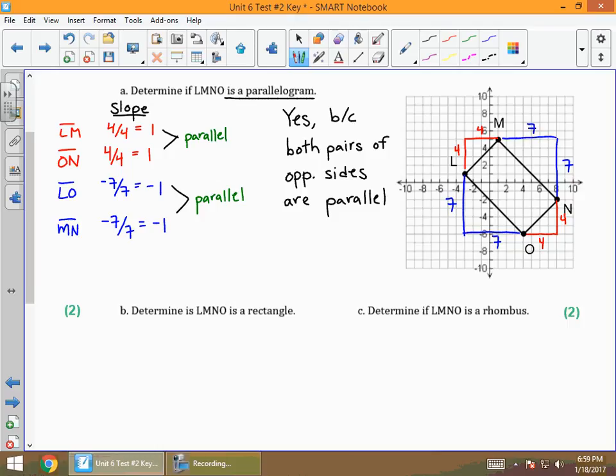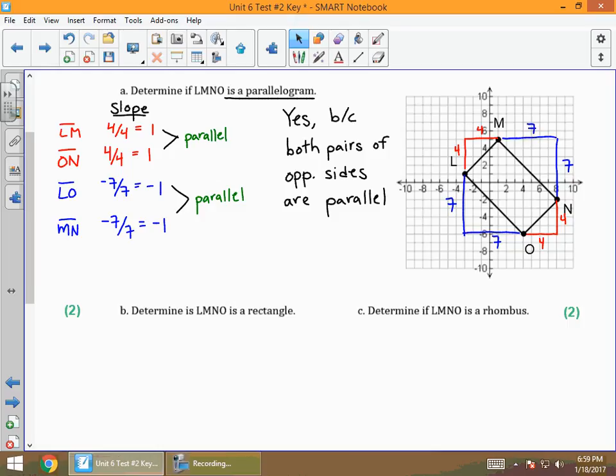Now, you could have said LM and ON, find their slopes and then find their distances, and said that one pair of opposite sides are both parallel and congruent. Okay. You could have found the distances of these four segments and said both pairs of opposite sides are congruent. Okay. I don't care which of those three methods you choose as long as you picked one of them.